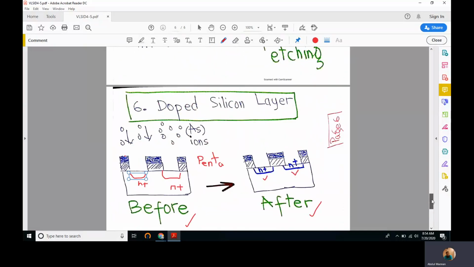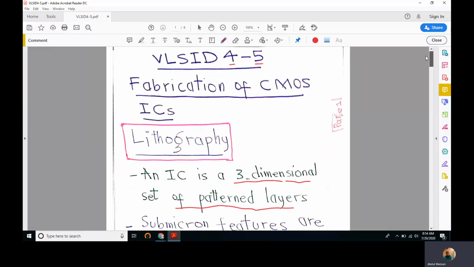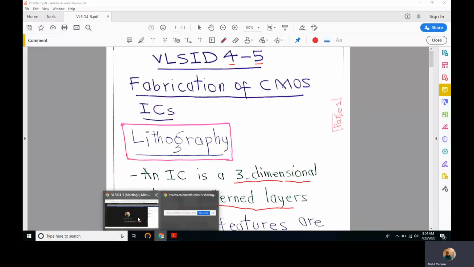We will continue studying more techniques related to fabrication of CMOS ICs in our upcoming lectures.